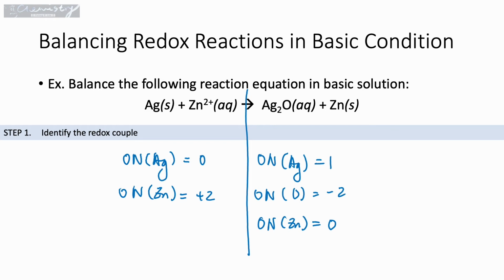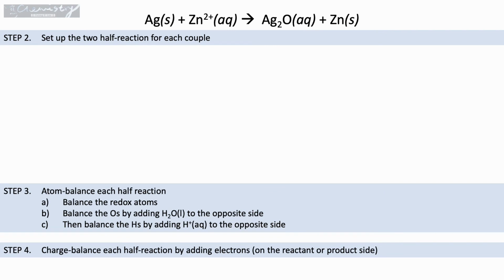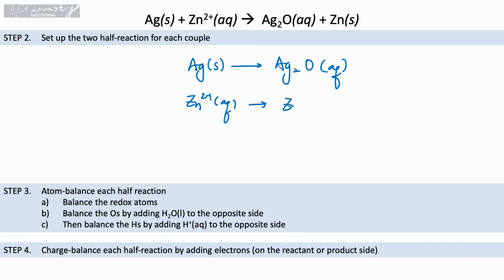In this case, we can see that silver is increasing in its oxidation number. That means that it has been oxidized. And for zinc, it decreases in its oxidation number, so it was reduced. The redox couple will be the oxidation of silver, which I have as silver going to silver oxide, and then the reduction will be zinc ion reduced to zinc metal.